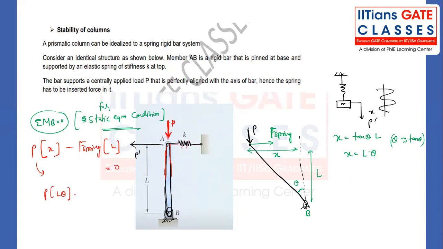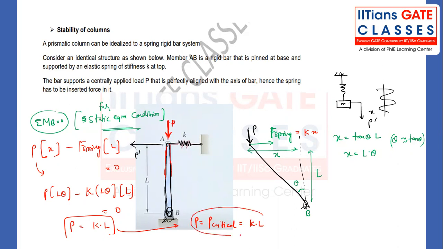P into L theta minus the spring force, which is K into X, times L, that is K into L theta into L. That is equal to zero. So what are you observing? P is equal to K times L. This P will be called P critical, my dear friend. And what is its value? K times L. Make a note of it.